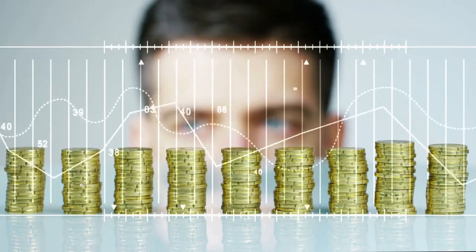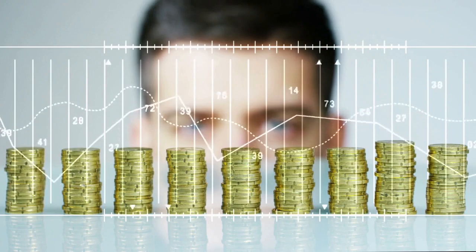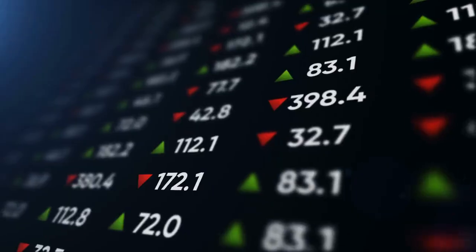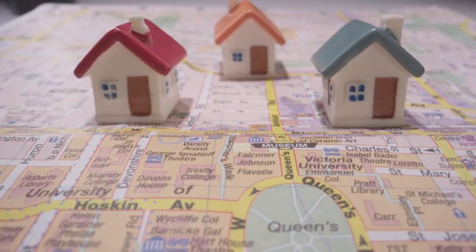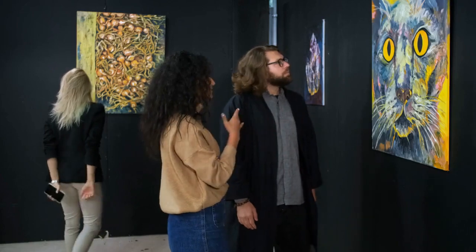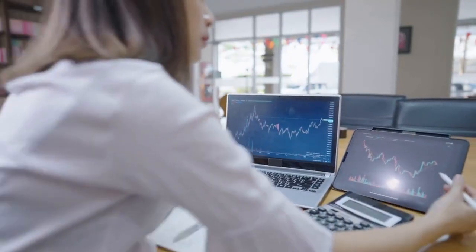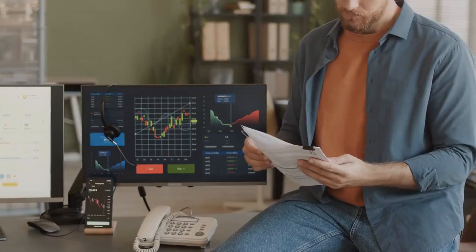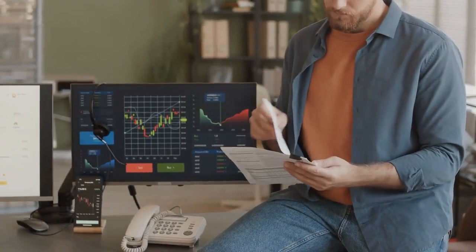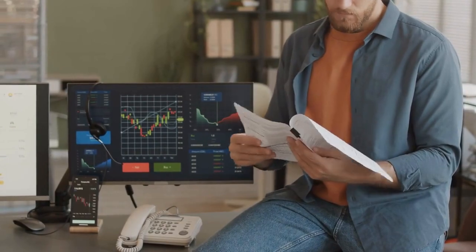Capital gains refer to the increase in the value of an asset or investment over time, such as stocks, real estate, or artwork. It is the difference between the purchase price and the selling price of the asset. Capital gains are important for investors looking to build long-term wealth.